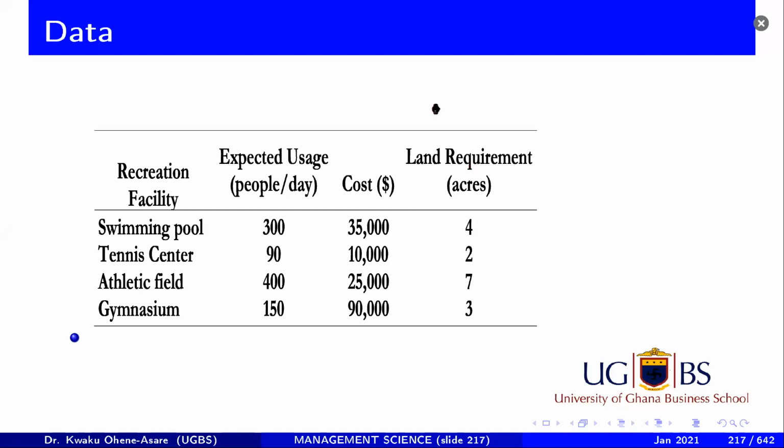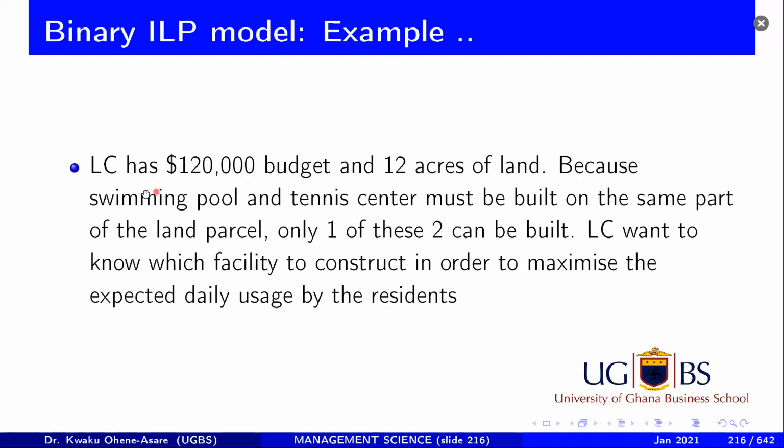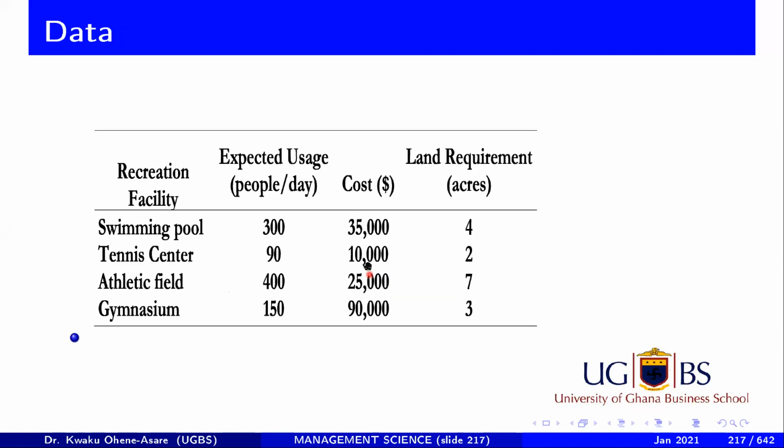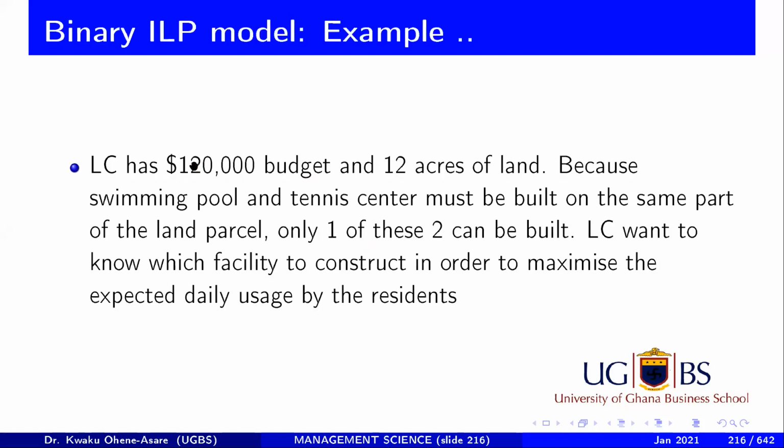Now, we can appreciate that when we go to the next part of the question, Legon Council has a $120,000 budget. That is a cost. So it means that this cost is a constraint. And the limit is what? $120,000. Let's go up. It says it has a $120,000 budget.